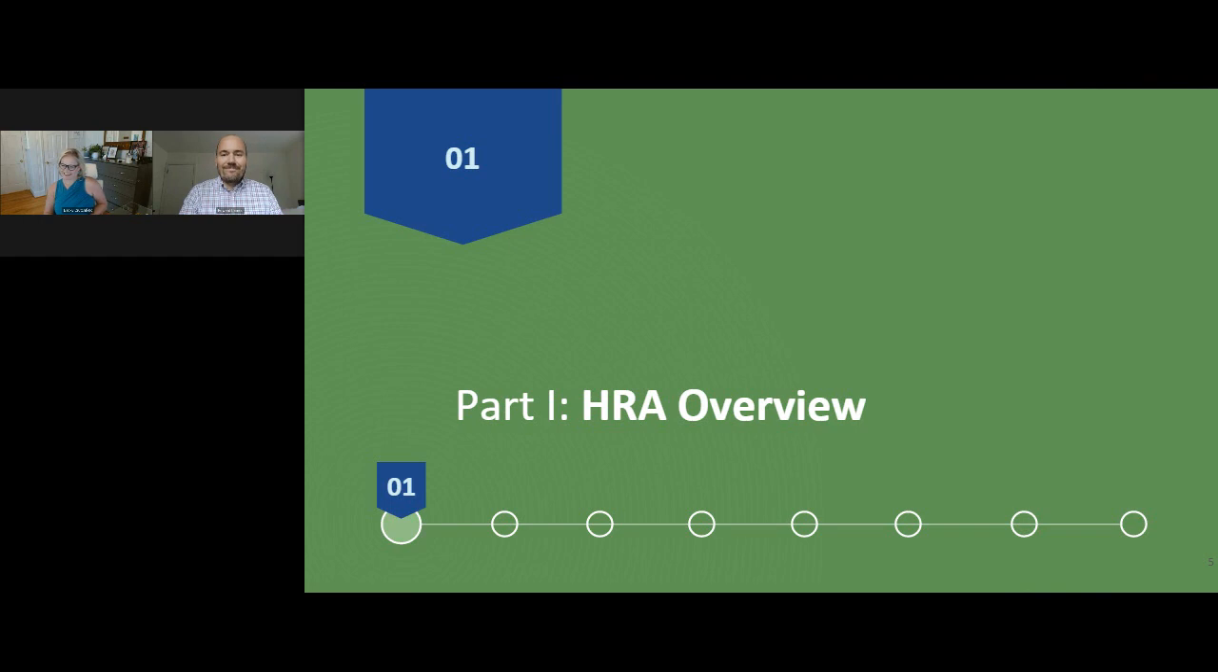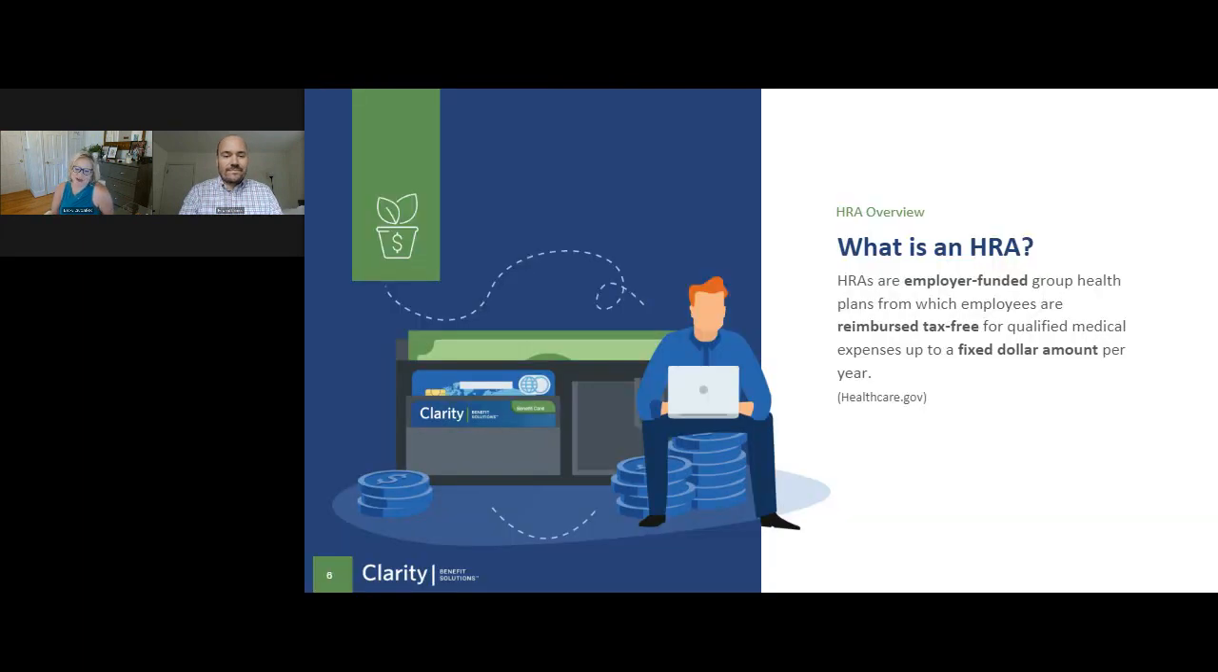All right, so we're going to start with an overview of this important employee benefit, HRA, Health Reimbursement Arrangements. So what is an HRA? Well, according to the U.S. government, health reimbursement arrangements are employer-funded group plans or arrangements or employee benefits from which employees are reimbursed tax-free for qualified medical expenses up to a fixed dollar amount per year.